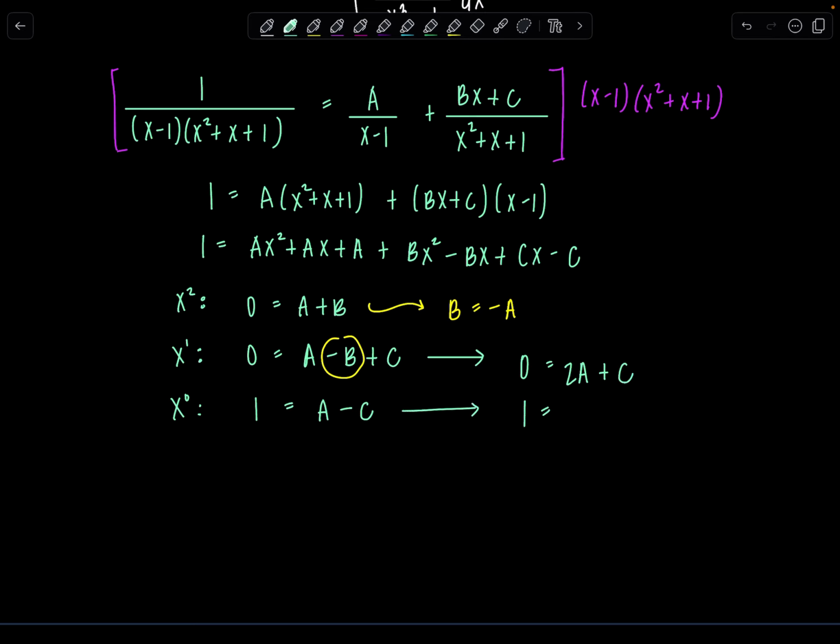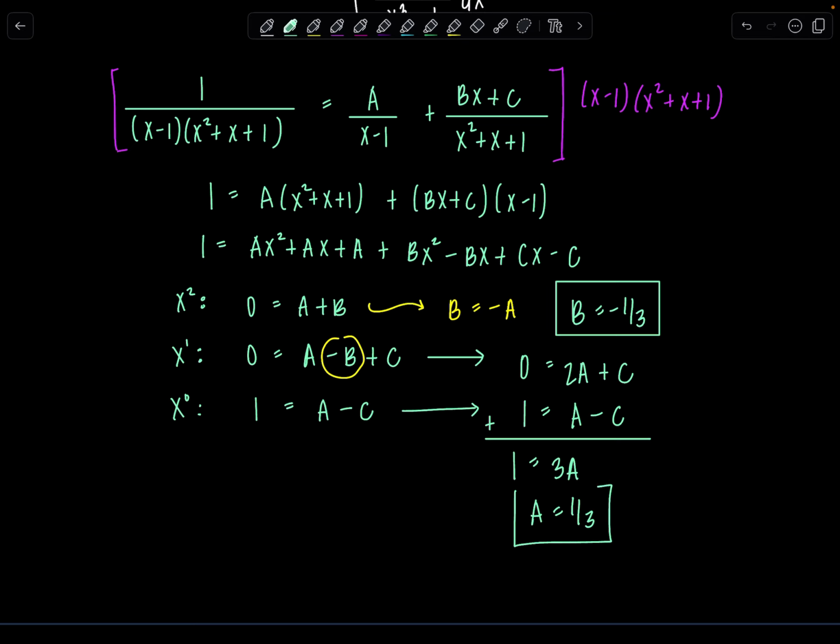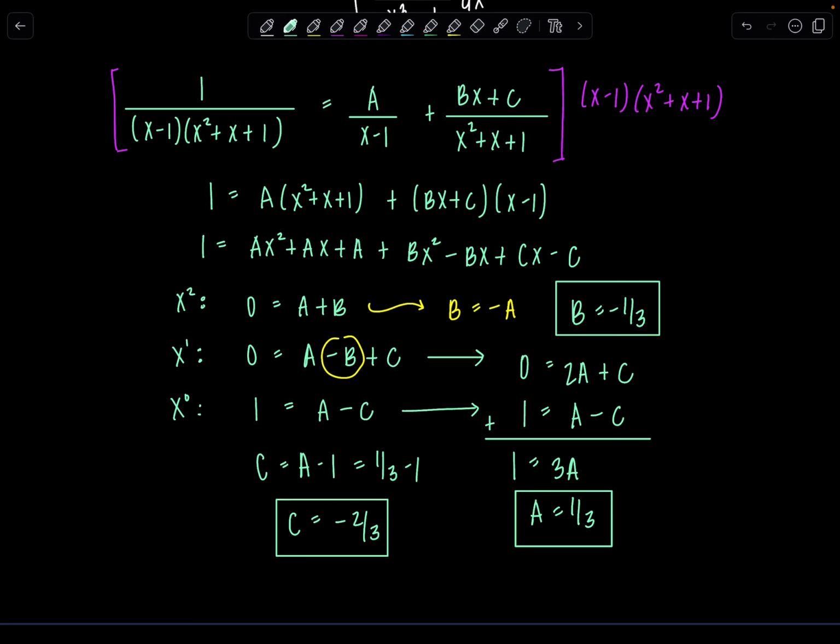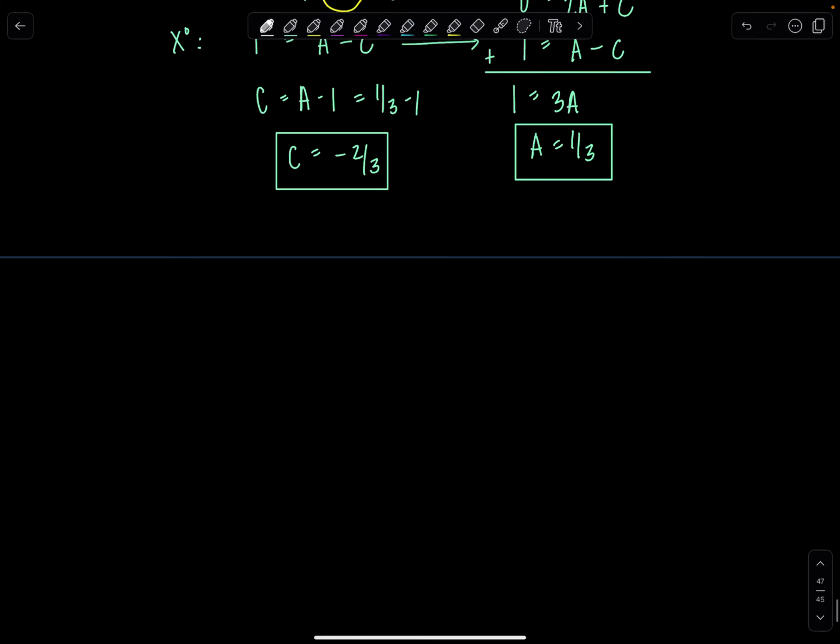Oh, it's going to be such a beautiful little elimination problem. So 1 equals 3A. A is a third. Since B is negative A, that means B is negative 1/3. All that's left is C. You can just come right here. C is equal to A minus 1, and A is 1/3, so C is negative 2/3, and we are done. We have solved for the constants. So now I'm going to go back, rewrite the integrand using the decomposition that we found, and then we'll think about how we're going to integrate this.